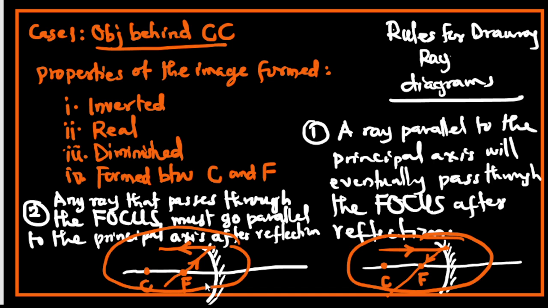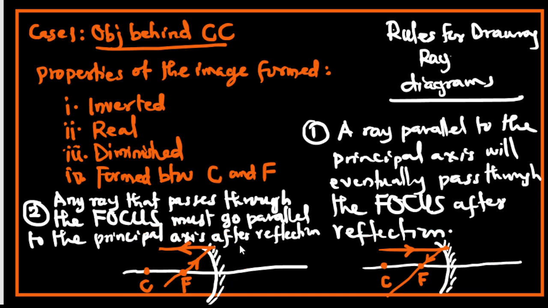Now if you look at the one I drew first and the second one I've drawn, you can see that they seem alike. The only difference is the direction of the arrow. Watch. In case 1, the incidence is parallel to the principal axis and the reflection goes through the focus. In case 2, the incidence passes through the focus and the reflection goes parallel to the principal axis. Can you see that? Good. So then we have rule 3, which is the last rule for drawing the ray diagrams.